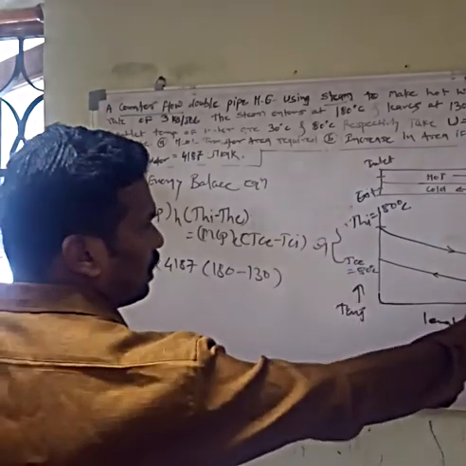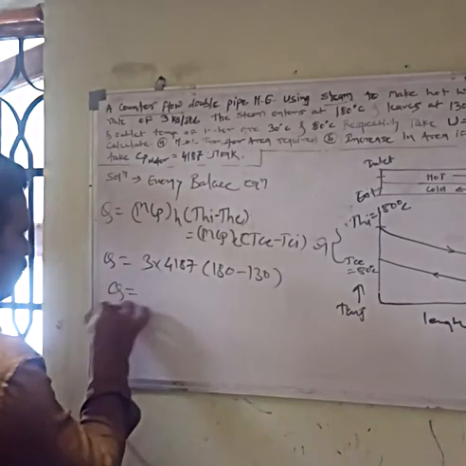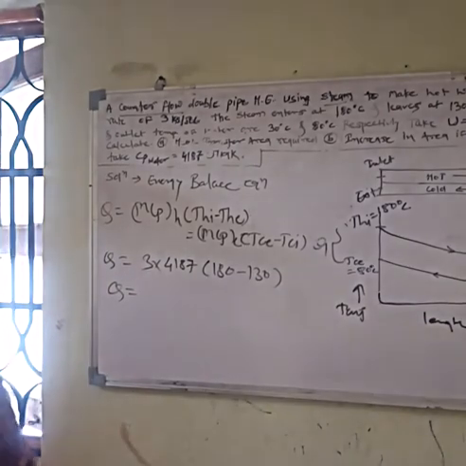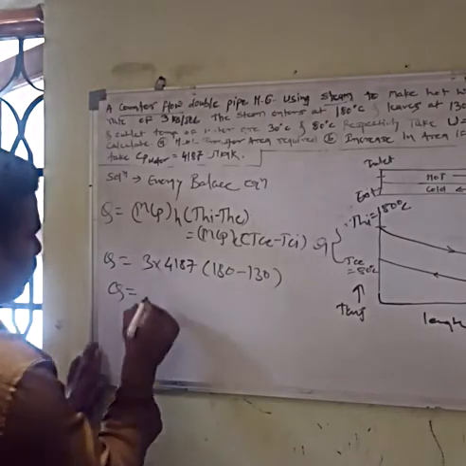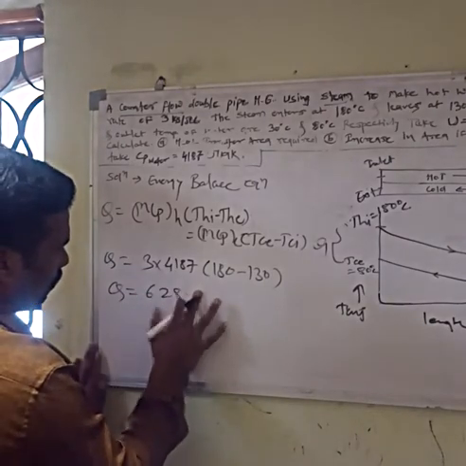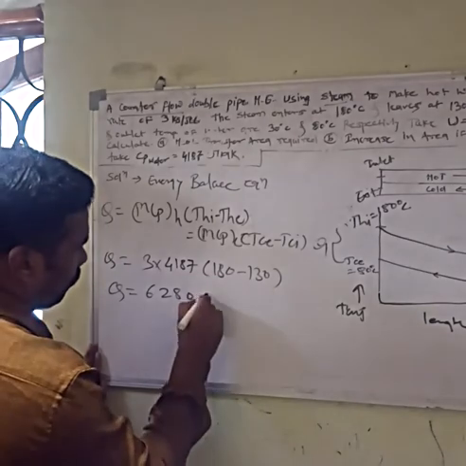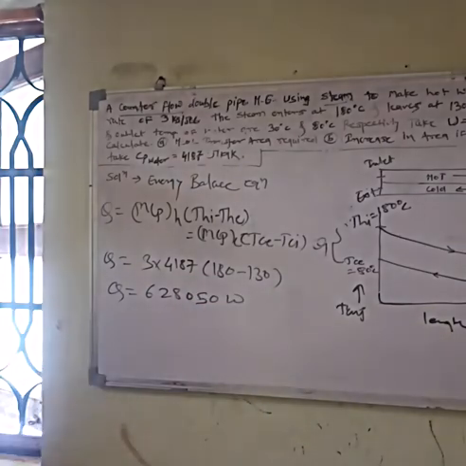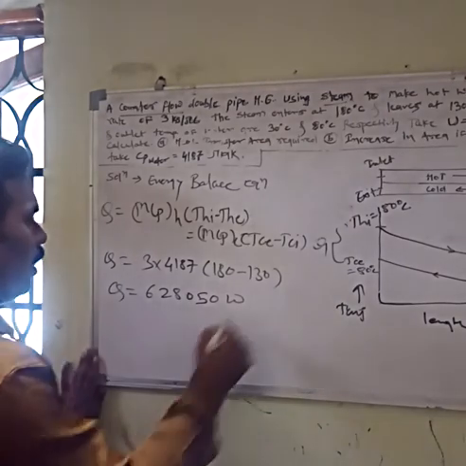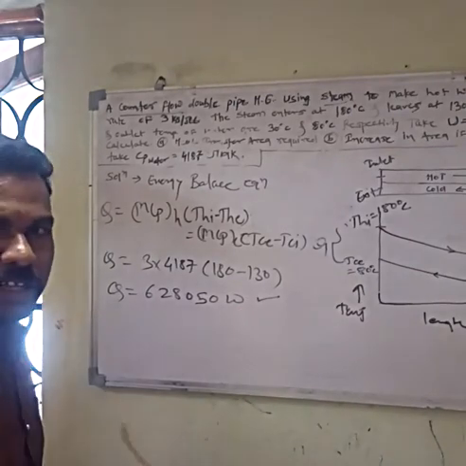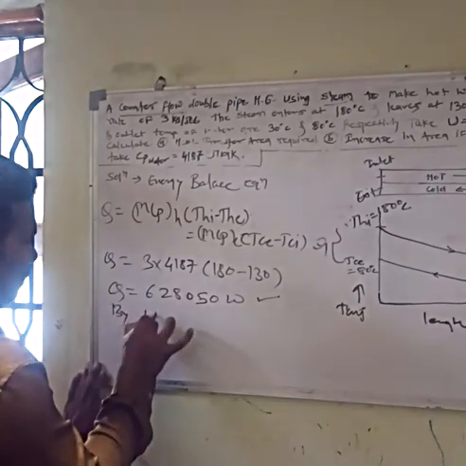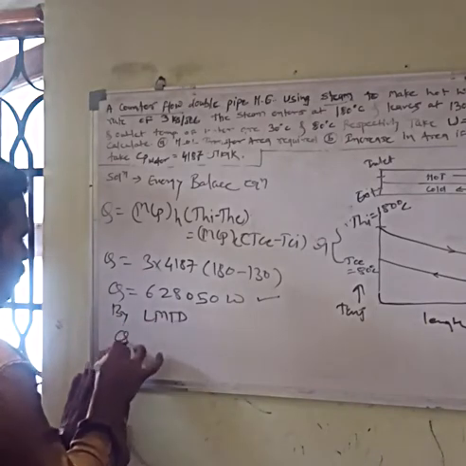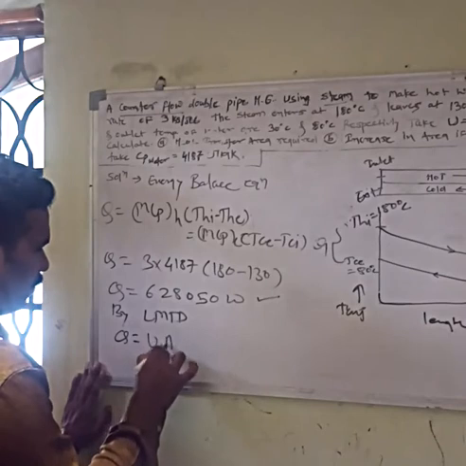So after solving this by using calculator we are getting the value of Q as 628050 watt. I have already calculated this. Its value is 628050 watt. You can calculate again and check if there is any correction. So this is our Q. Now the second equation is by LMTD: Q = U into A into theta m.